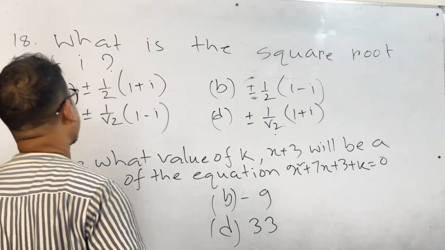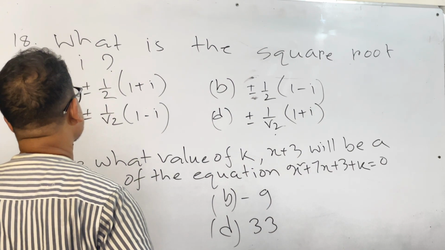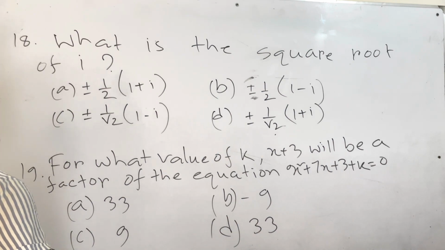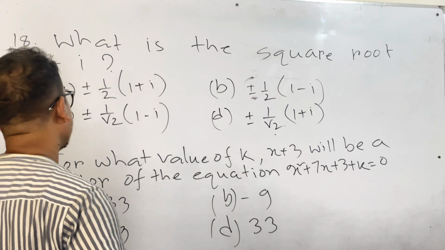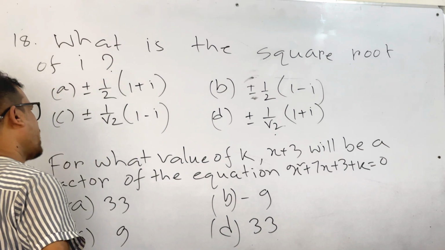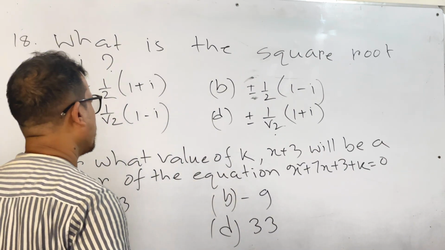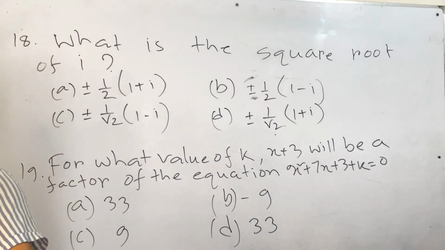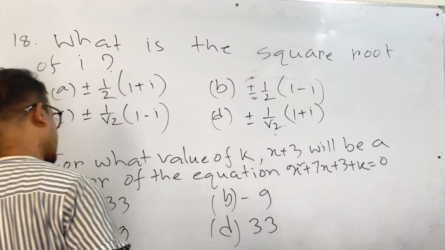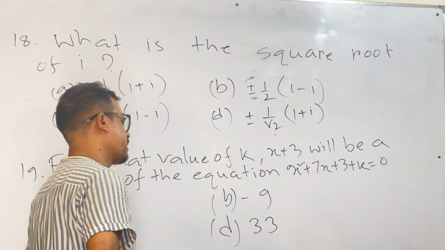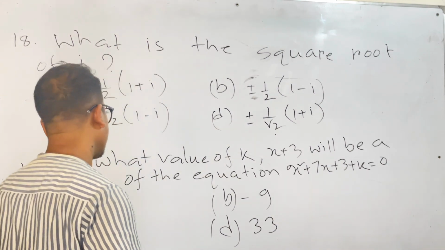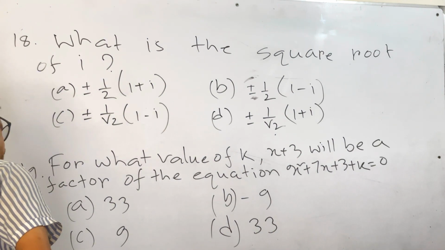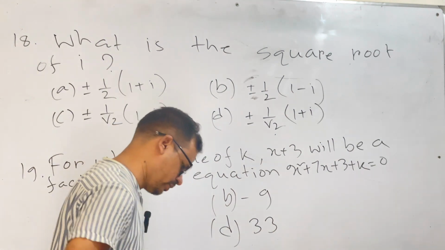Again, I say question 18: you have to say what is the square root of i? Plus minus 1 over root 2, 1 plus i. For what value of k will x plus 3 be a factor of the equation x square plus 3x plus 3 plus k equal to 0? The result would be 33, minus 9, c 9, d 33.